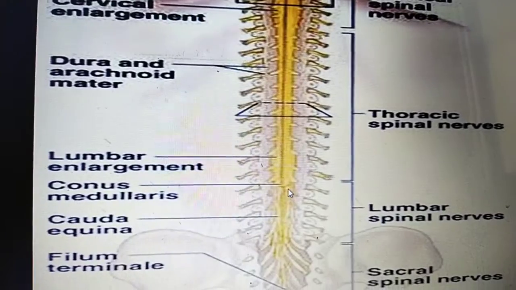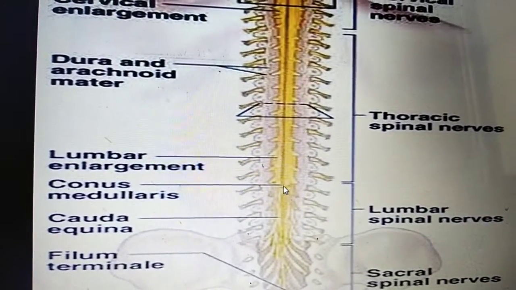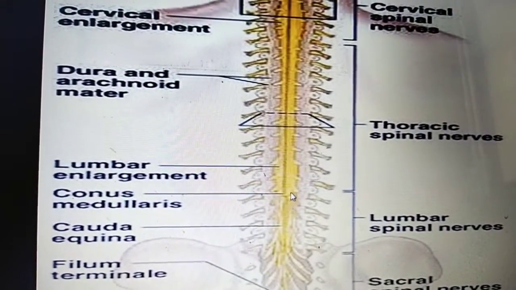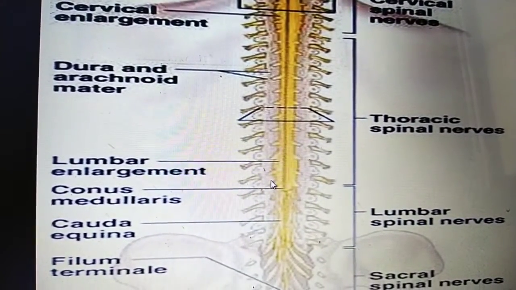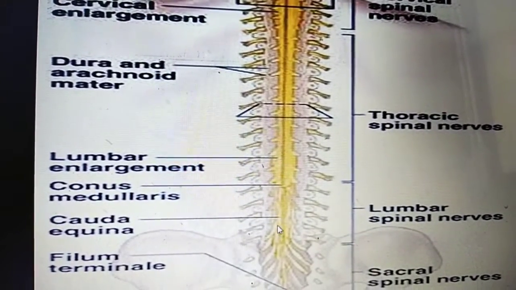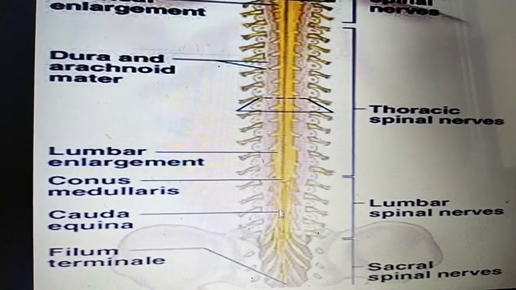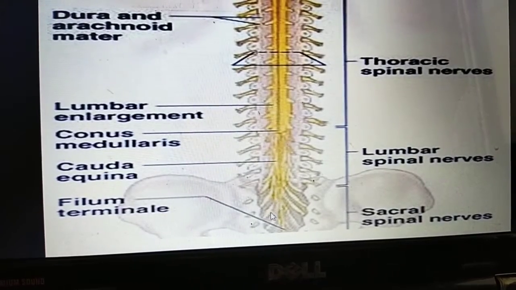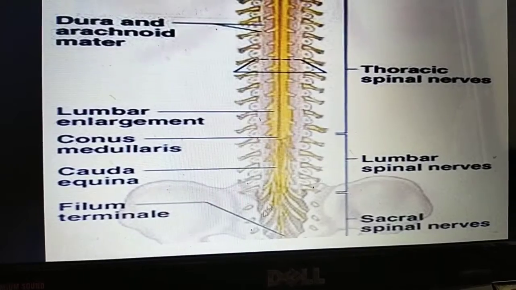In this you can see clearly the conus medullaris. You can see the spinal cord is tapering here, at the level of L1. This is the conus medullaris, and the horse-tail-like, thread-like structures are the cauda equina, and the thin delicate nerve-like fibers are the filum terminale. It is completely in the sacral region.